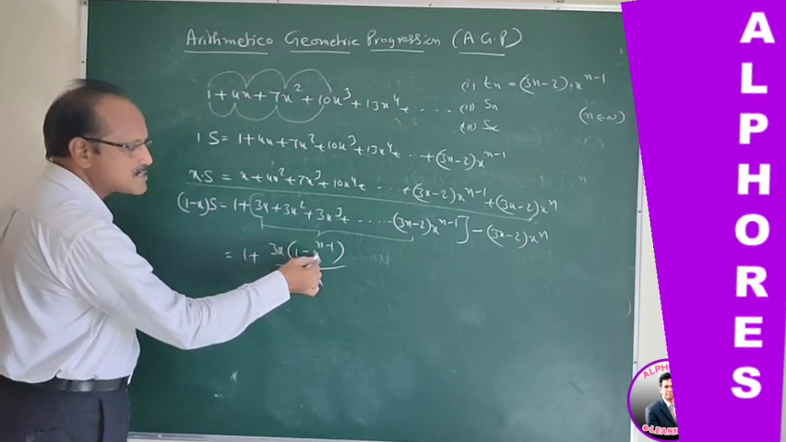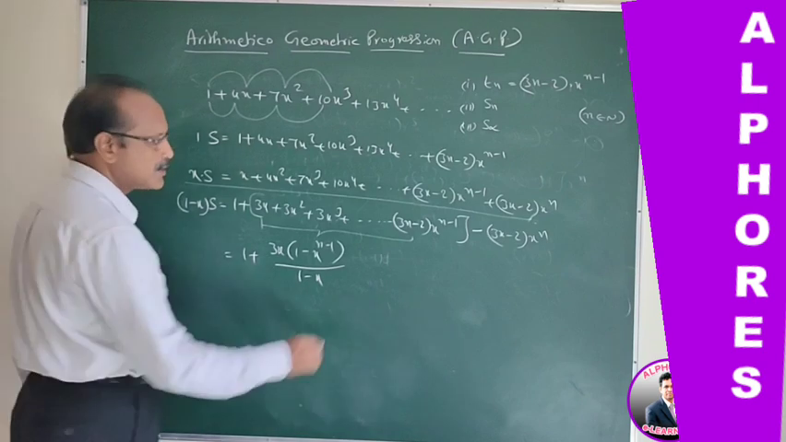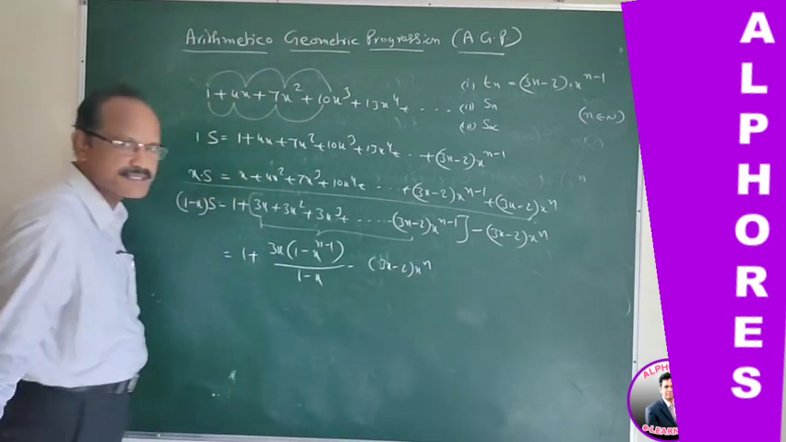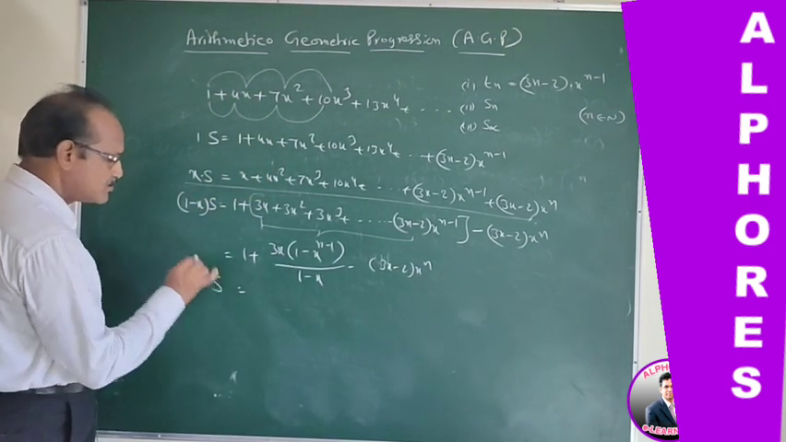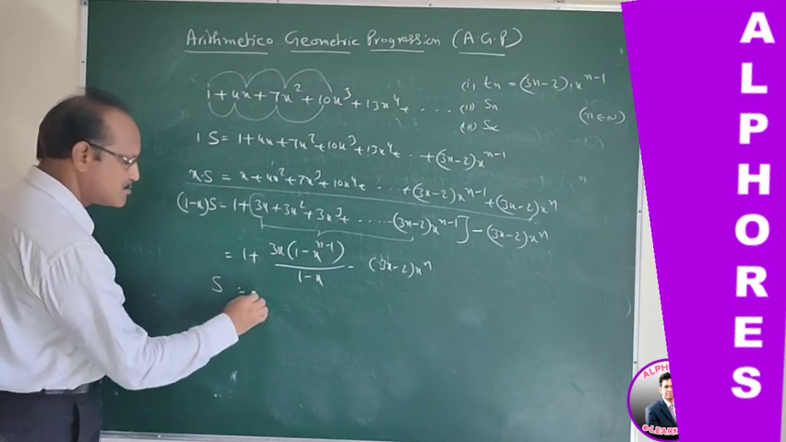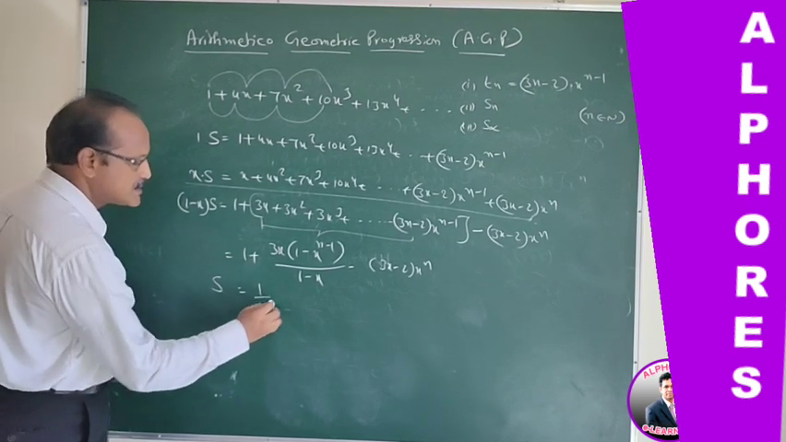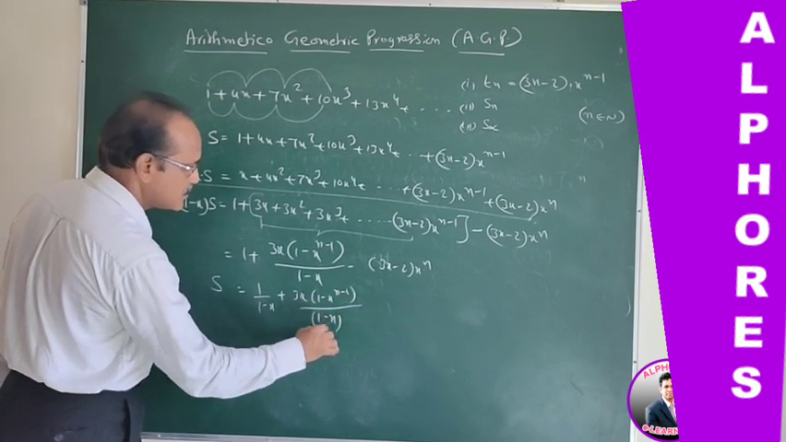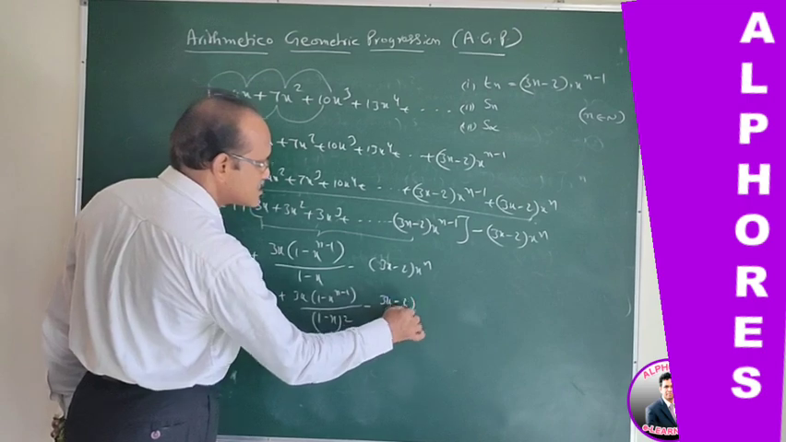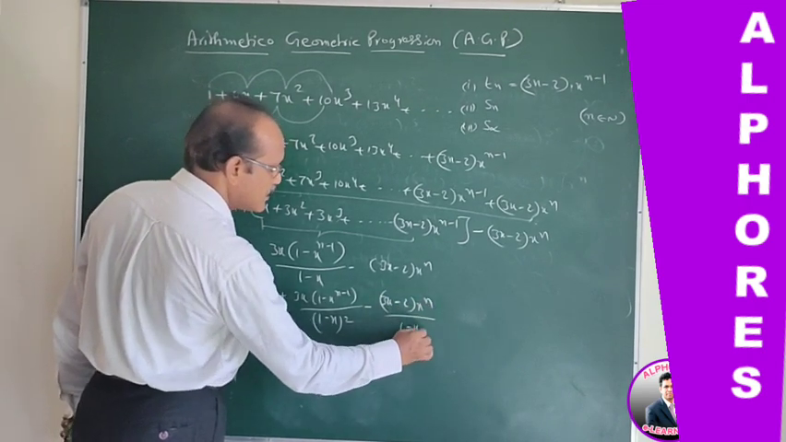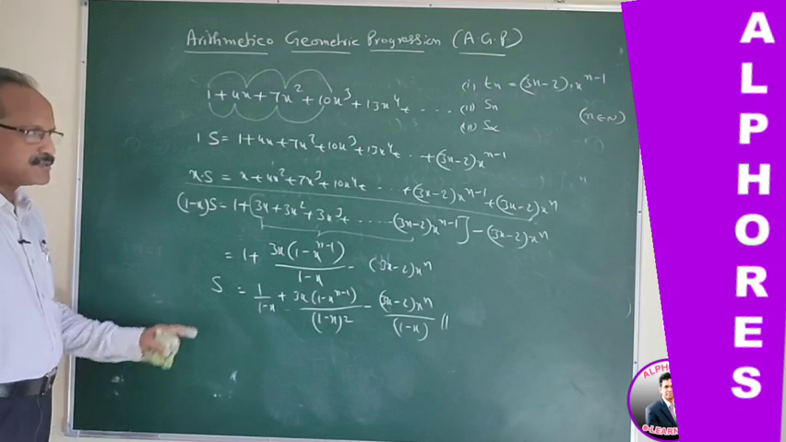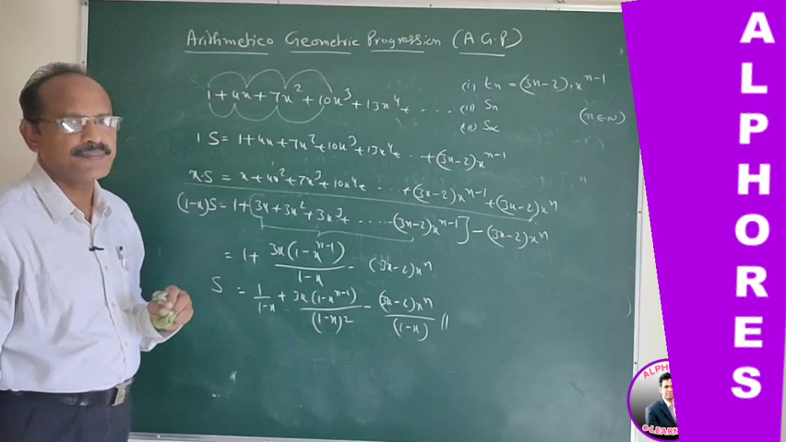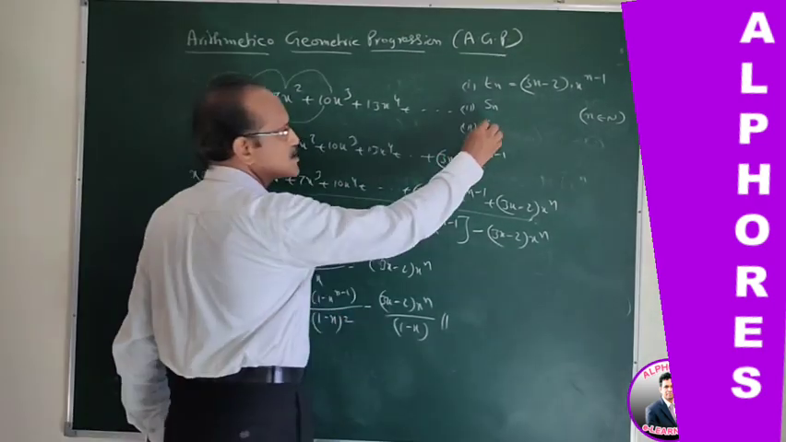A into 1 minus r power n by 1 minus r, right? And minus 3x minus 2 into x power n is as it is. Now sum to n terms is given by dividing with 1 minus x: plus 3x into 1 minus x power n minus 1 by 1 minus x whole square, and minus 3x minus 2 into x power n by 1 minus x. So this is a procedure to find the nth term of AGP series for a given question. Now, sum to n terms is completed.